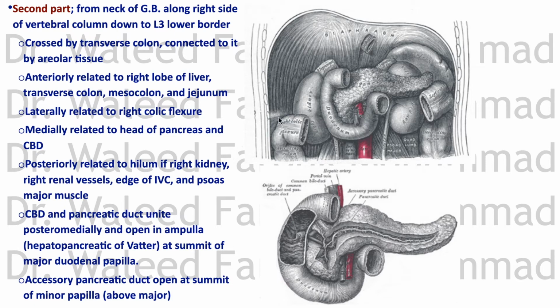Now for the second part, the descending part, which descends on the hilum of the right kidney. So it has the hilum of the right kidney behind it, meaning the pelvis and the right renal vessels, till it reaches the psoas major muscle. Anteriorly, it has the right lobe of the liver in front of it, and the body and fundus of the gallbladder.